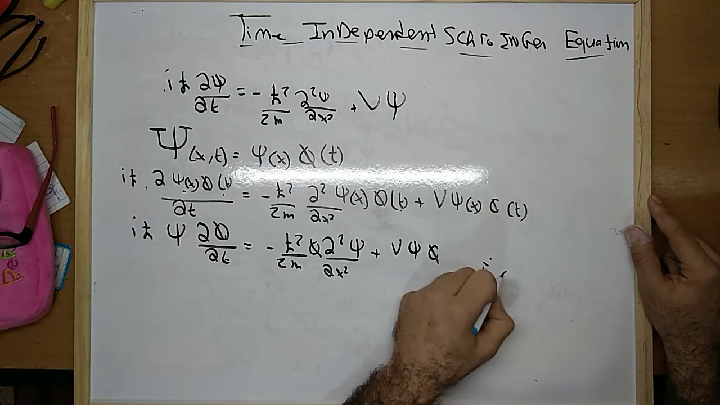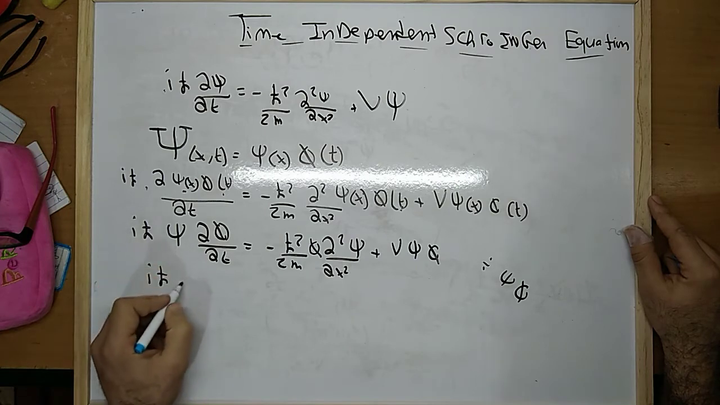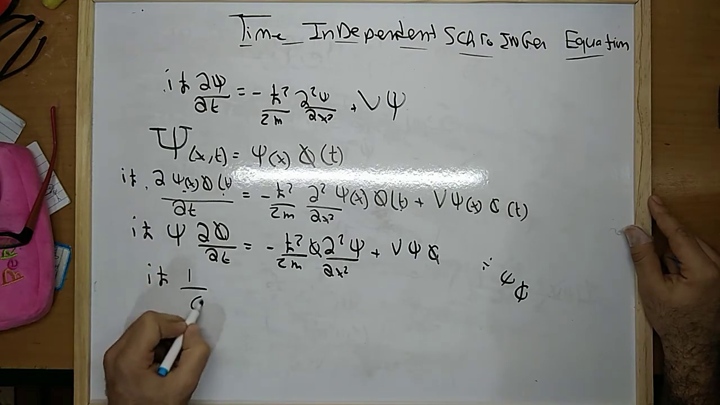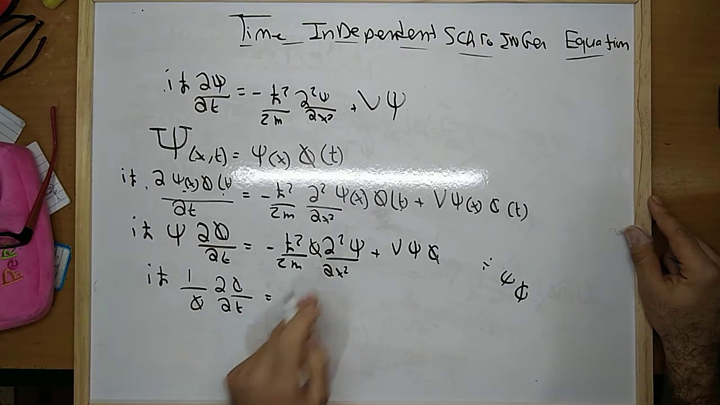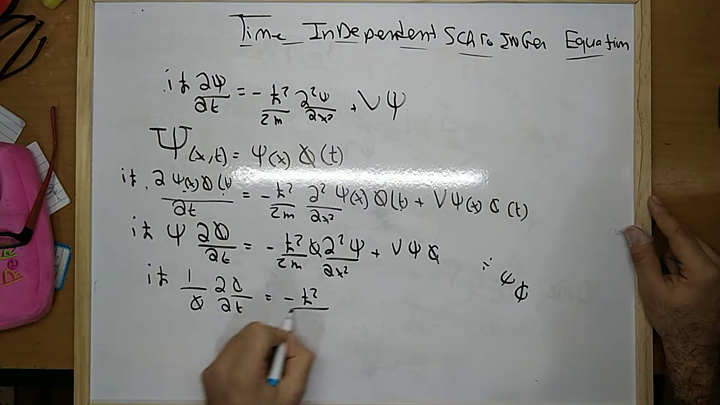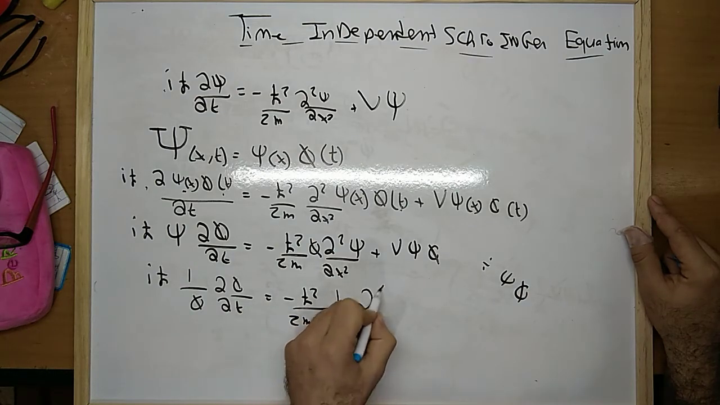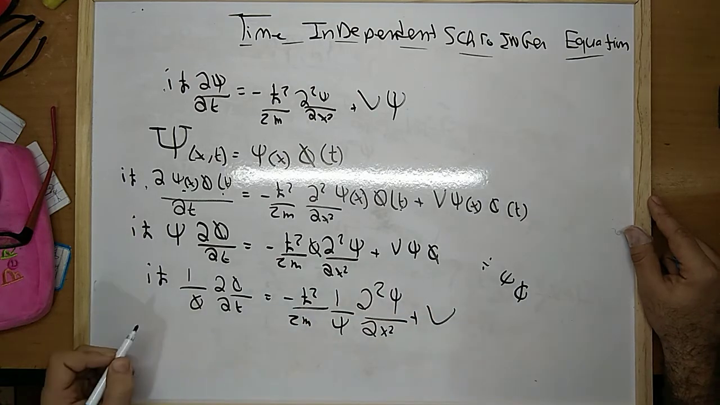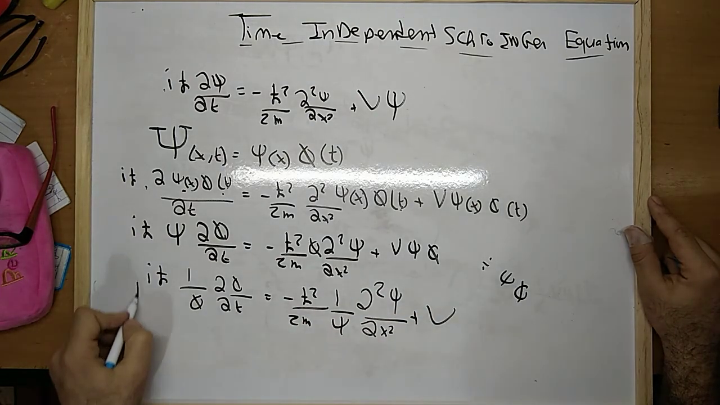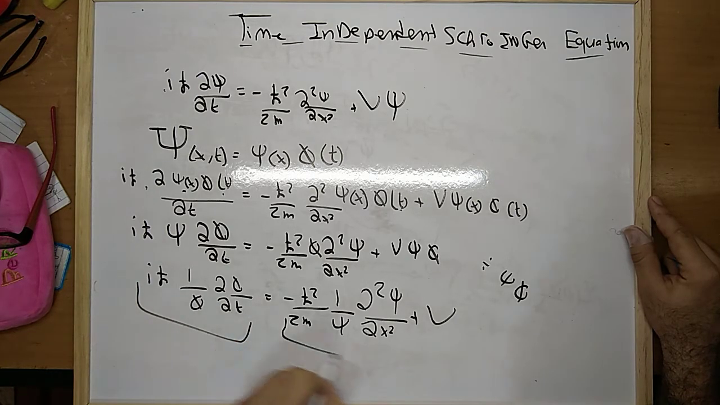Now we divide by psi and phi. iħ 1 over phi ∂phi with respect to ∂t, divided by psi and phi, minus ħ squared over 2m 1 over psi ∂²psi over ∂x², plus V.